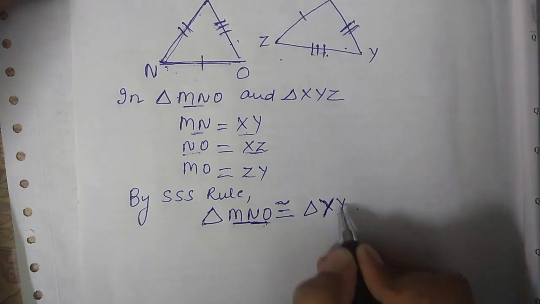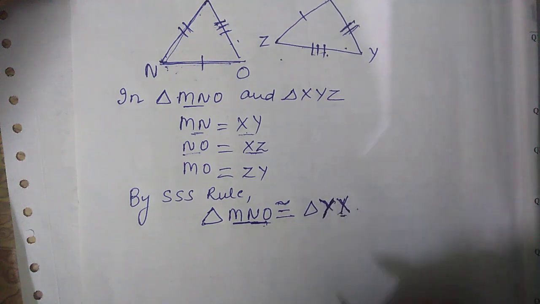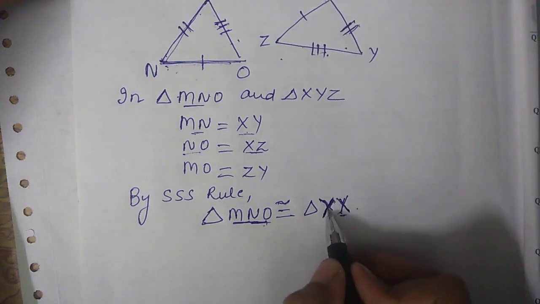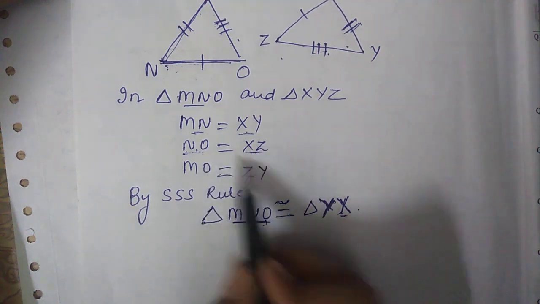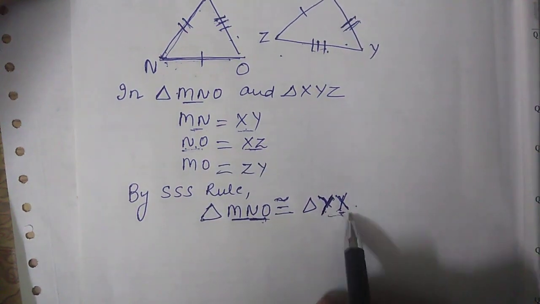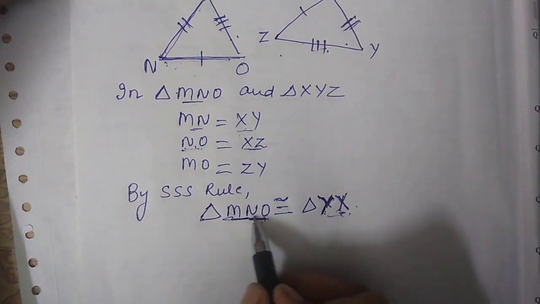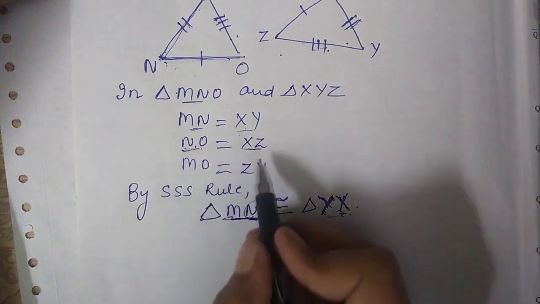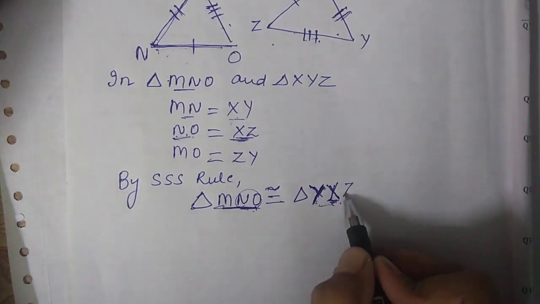Here I will write y and here I will write x. There is no difference between yx and xy. As I am not getting this naming, I have just replaced them. I have written yx in place of xy. So mn I have written as yx. Now compare no. No is equal to xz. So x is already here, I will write z.